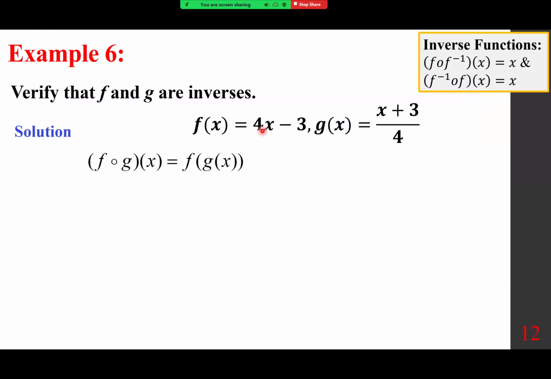And so that means in this function, we're going to replace the x with the g, which is x plus 3 over 4. So we want f of x plus 3 over 4, which means 4 times that. And now these two cancel each other. Clearly, we get x plus 3 minus 3, which is x. And that's a proof, and we are done. I want you to know that.